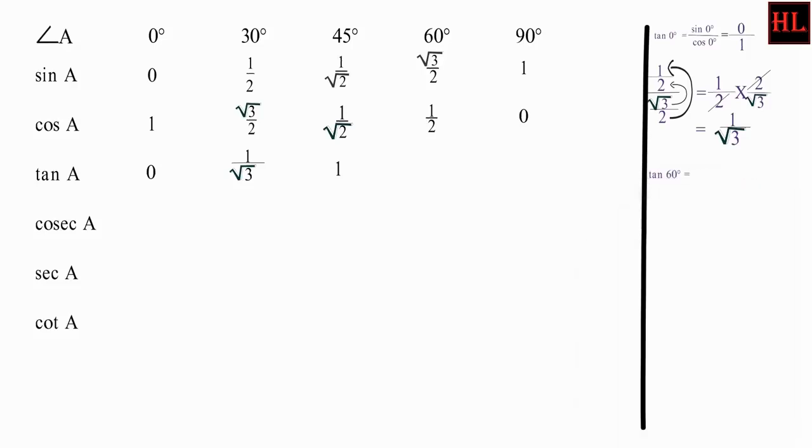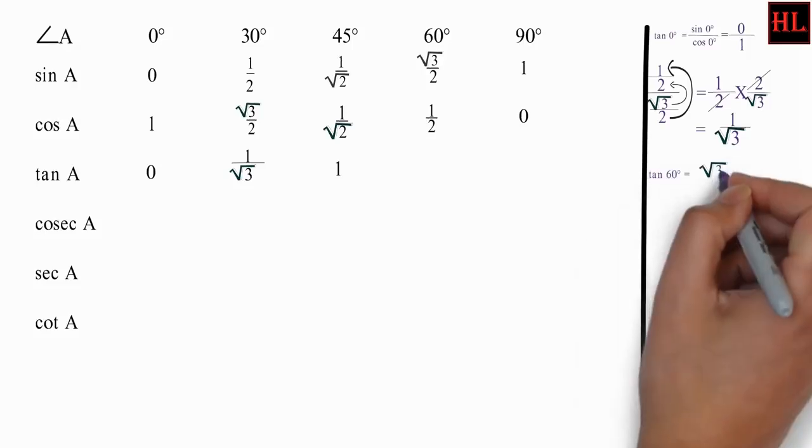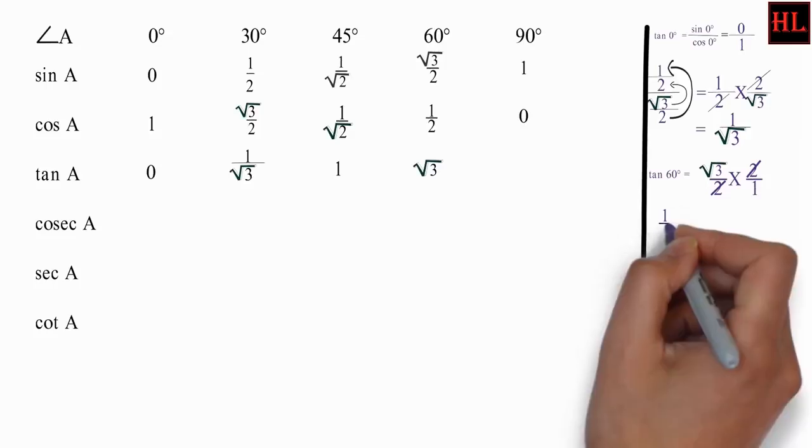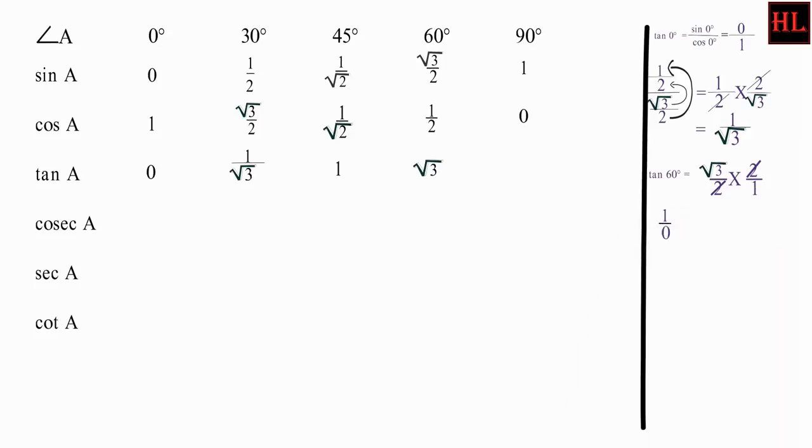For tan 60, we'll multiply sine 60 with the reciprocal of cos 60. So we have root 3 by 2 multiplied by 2 by 1. 2 and 2 cancel out each other. Therefore, we have tan 60 equal to root 3. For tan 90, we have 1 divided by 0. It is an indeterminate form. Therefore, we write tan 90 as not defined.